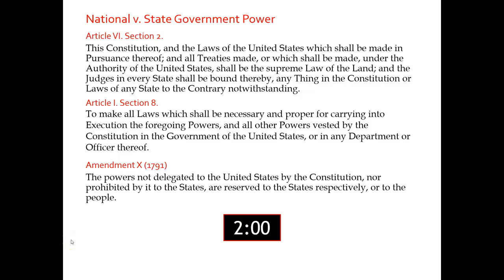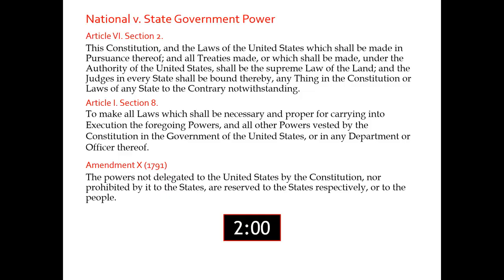Okay. Article 6, Section 2, as you read through that, it says that the Constitution and laws of the United States are the supreme law of the land. This is what's referred to as the Supremacy Clause. So federal law takes precedence or is supreme to state law. The U.S. Constitution takes precedence over state law or state constitutions. The Supremacy Clause is built into the Constitution.